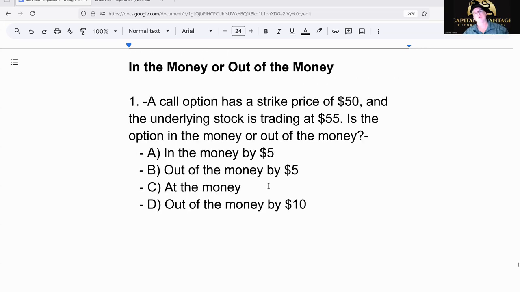Oh, here we go. These are fun ones. In the money, out of the money. Okay. Remember, so here we go. If it's above the call, it's in the money. If it's below the call, it's out of the money.